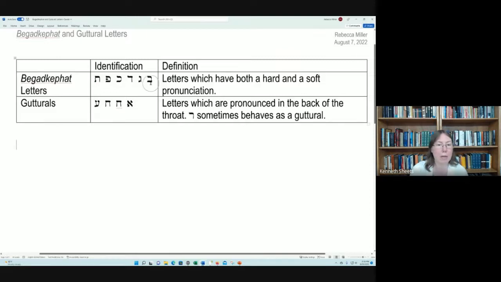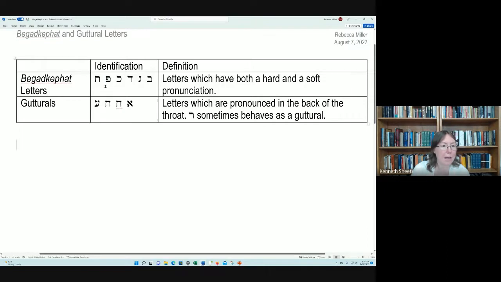And so the Beth, hard pronunciation, would be pronounced B, soft pronunciation V. The Gimel, hard, G, soft pronunciation G. Again, don't worry so much about that. You'll do that naturally as you're pronouncing the Hebrew words. The Daleth, hard pronunciation D, soft pronunciation like a voiced TH sound. Then we have the Kaf, hard pronunciation K, like our K sound. Soft pronunciation K. Again, you'll do that naturally.